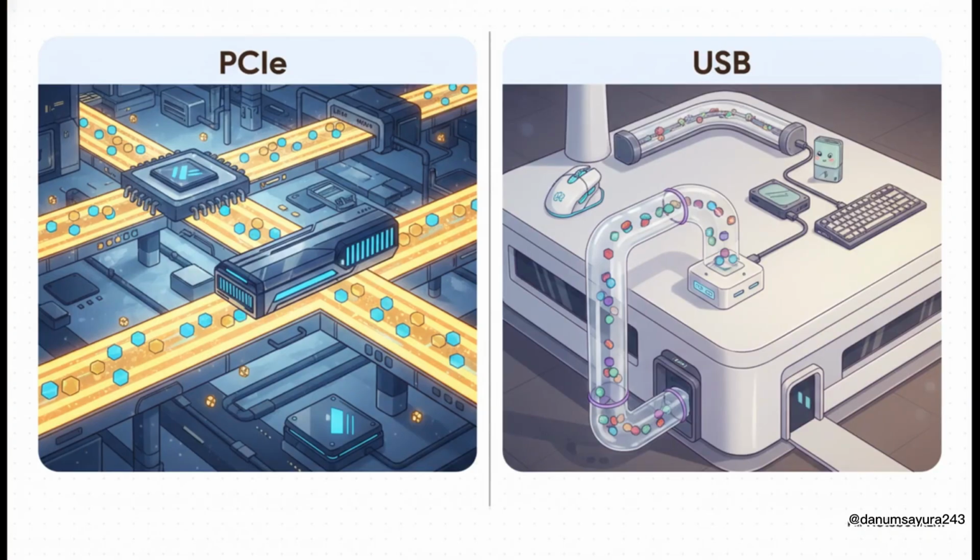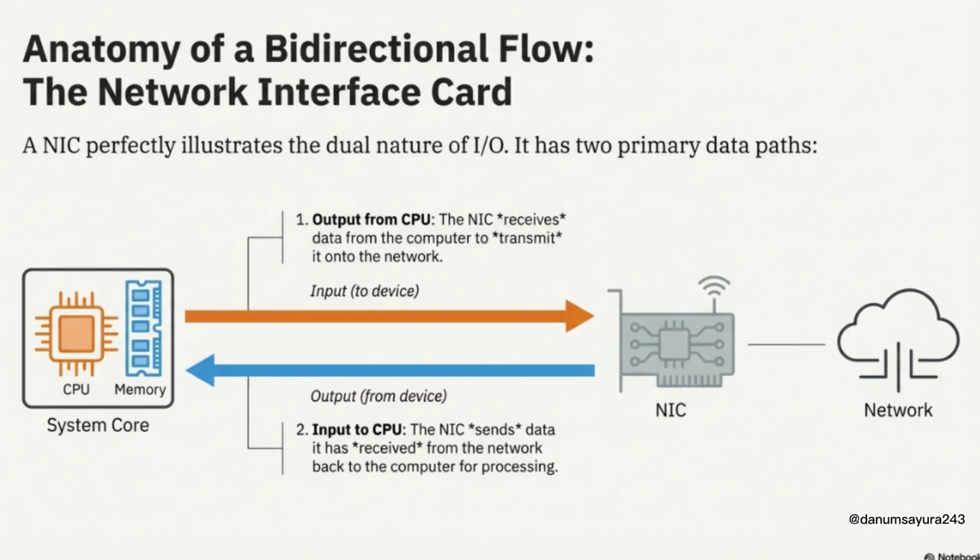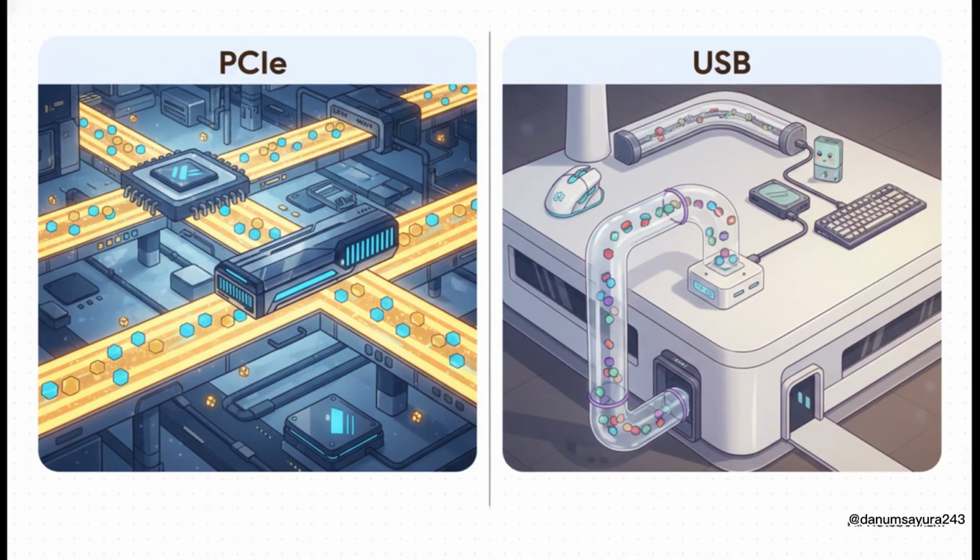For the stuff that's already inside your computer, like your powerful graphics card, that uses something called PCI Express, or PCIe. The best way to picture it is like a network of super fast private conveyor belts inside a huge warehouse. But for everything you plug in from the outside, that's usually going to be USB. And that's more like a set of standardized package chutes leading into the warehouse. Two different routes, but they both have the exact same job: get the data to its destination.